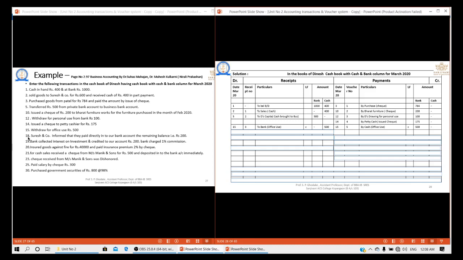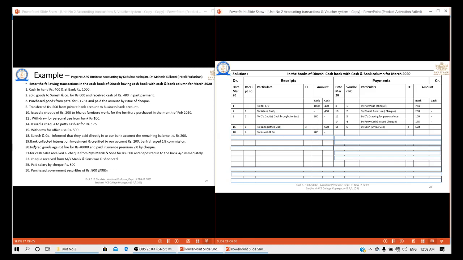Now on 18th, what happened? Suresh and company informed that they paid directly into our bank account the remaining balance, that is 200. So this is 600 minus 400, 200 remain, which has been paid by them into the bank. So directly they have paid into the bank. So on the receipt side we have on 18th Suresh and company has paid 200 rupees in the bank column.